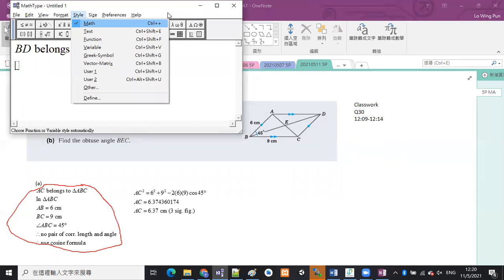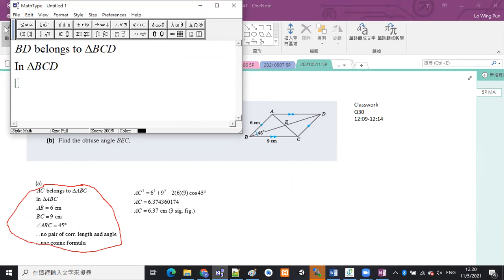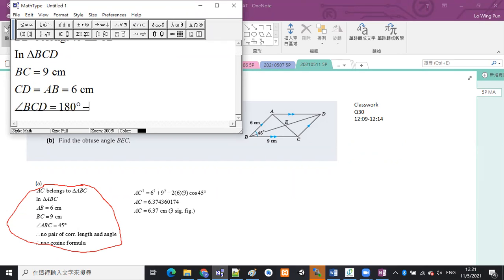And then in triangle BCD, what do we have? We have BC equals 9 cm. We have CD equals AB, which are both equal to 6 cm. And we have angle BCD equals 180 degrees minus 45 degrees, which is equal to 135 degrees. Okay. So again, we have 3 pieces of information now, and none of them can form a pair of corresponding length and angle. Can you see this?